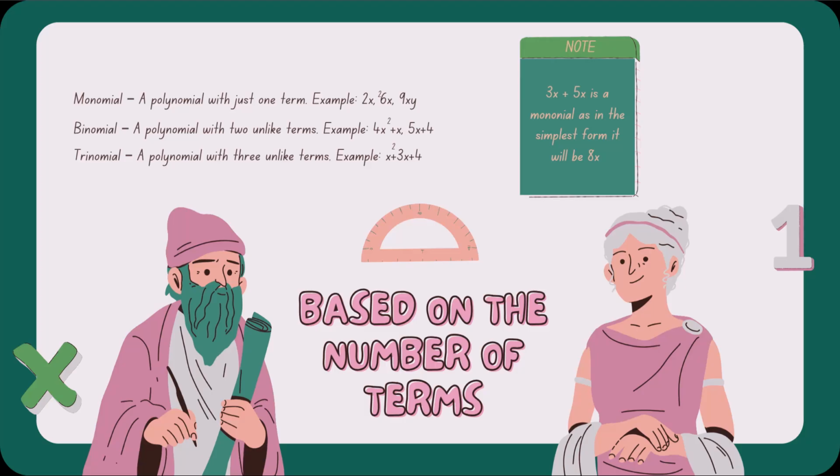A polynomial with 2 unlike terms. Why did I say unlike? I'll give an example: 3x plus 5x. Is it a monomial or a binomial? It is a monomial.